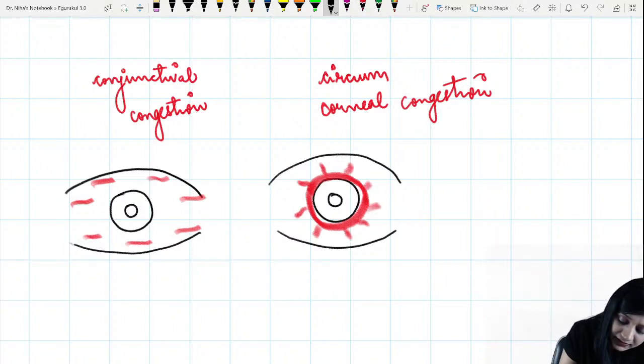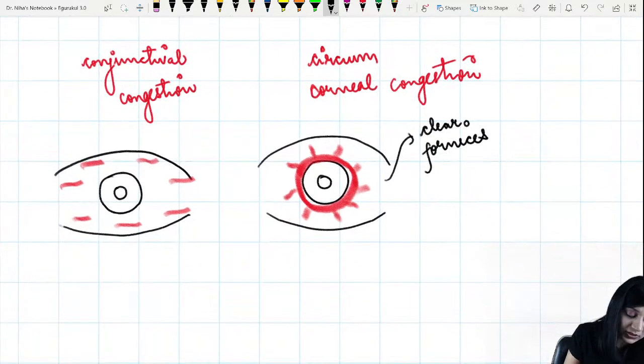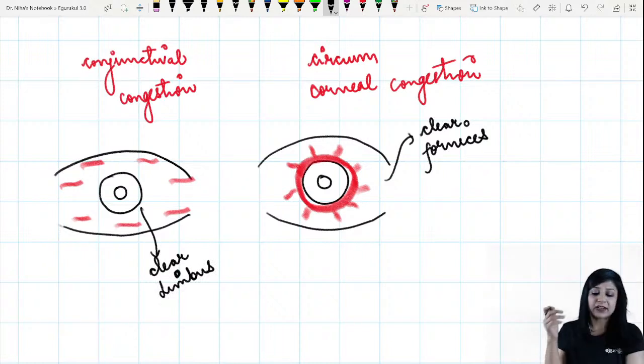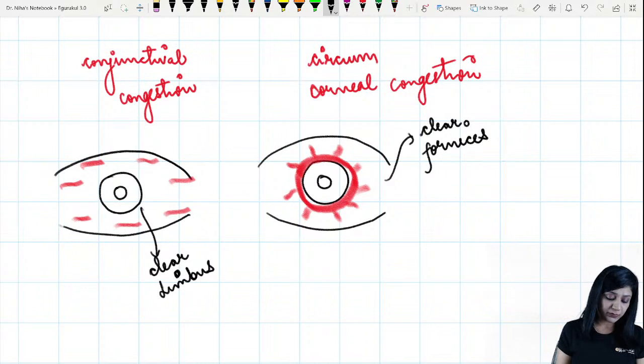You can see the clear fornices here in the circumcorneal congestion. In the conjunctival congestion you will have the clear limbus. Limbus area will be clear here. So that is the basic difference between the conjunctival congestion and the circumcorneal congestion.